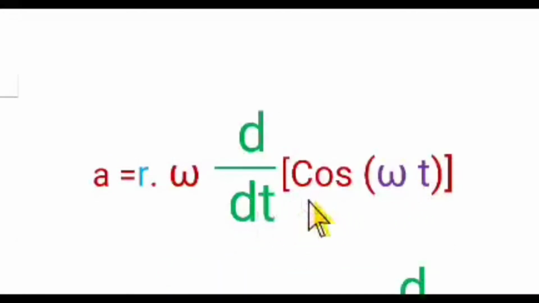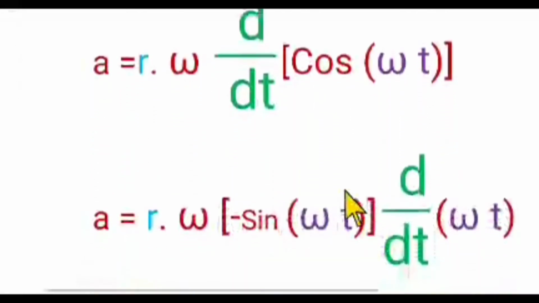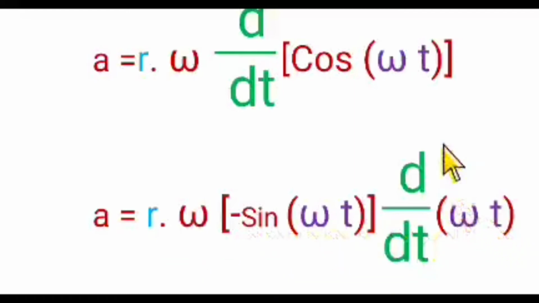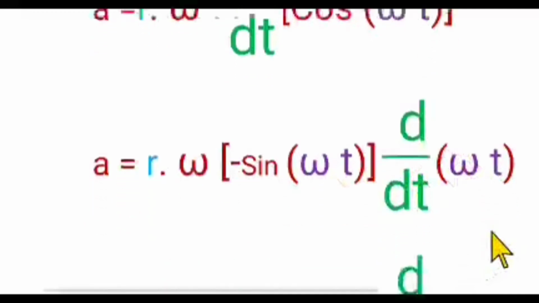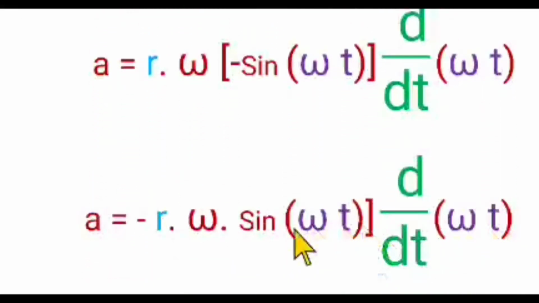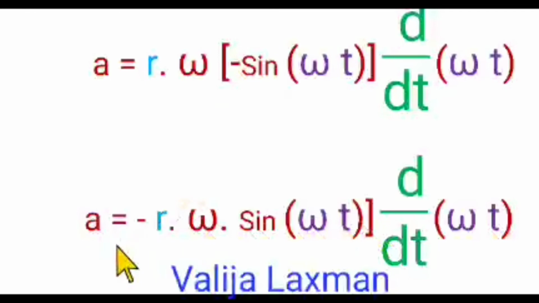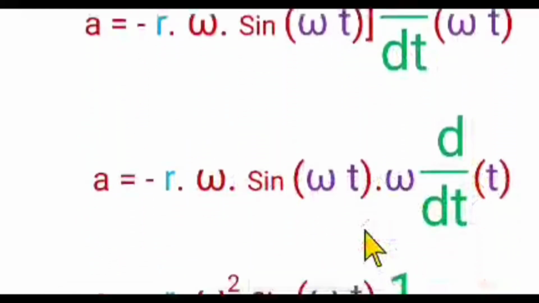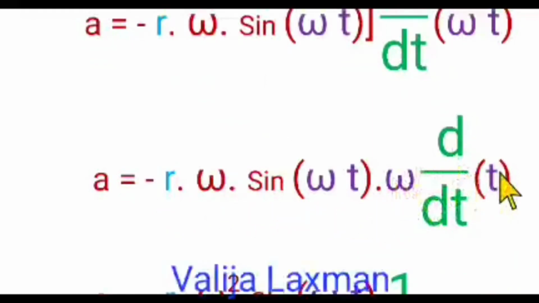So we have to differentiate the cos function first. So differentiation of cos function is nothing but minus sin omega t. So from this we will get r omega into minus sin omega t into, again this omega t we have to differentiate, so d by dt of omega t. So in the next step you will be getting a is equal to minus, writing in the beginning, r omega into sin omega t into d by dt of omega t. So again omega is constant, so we are taking it outside here. So minus r omega sin omega t, omega is outside, so d by dt of t, again it becomes 1.